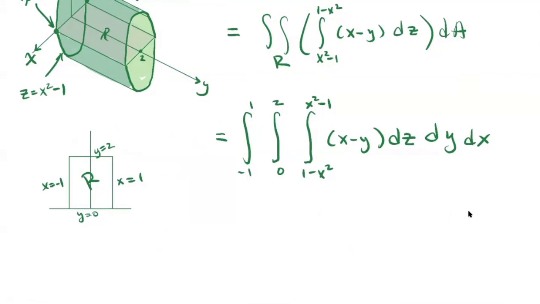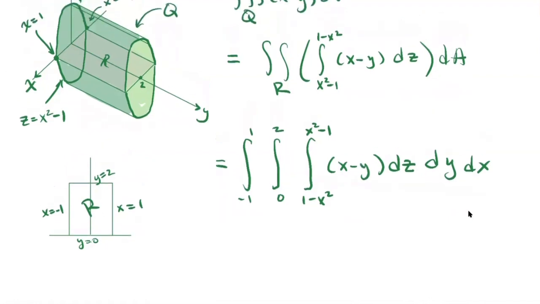Quick question, Professor. For the z upper limit and the lower limit, did you reverse it? Yeah, x squared minus 1 is our lower limit. Thank you. Thank you so much. Try and get it straight.